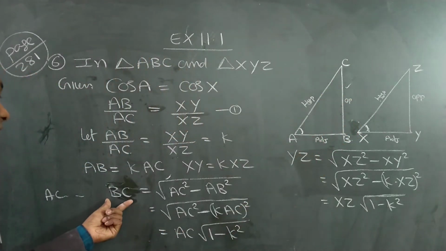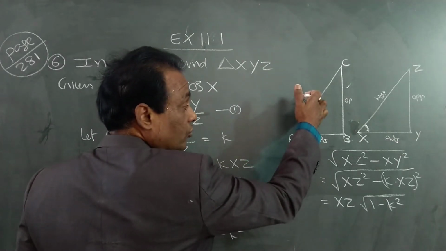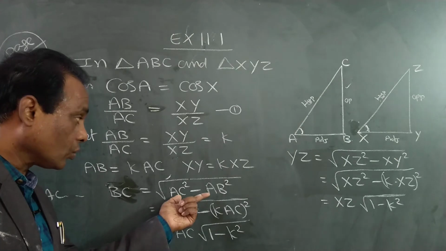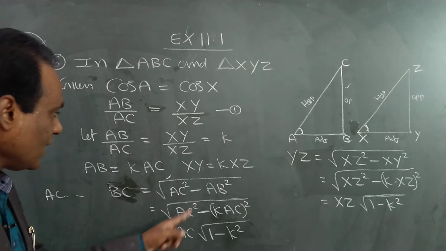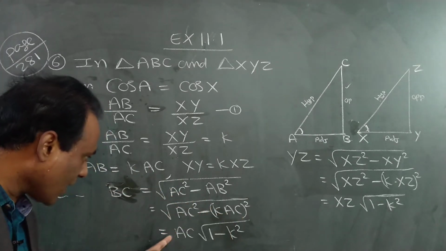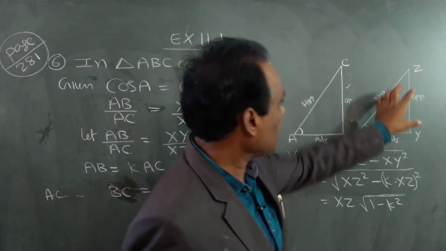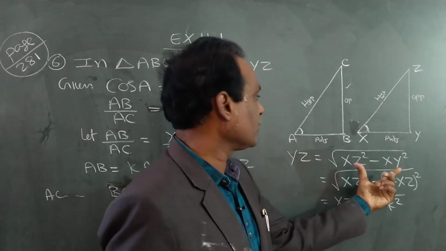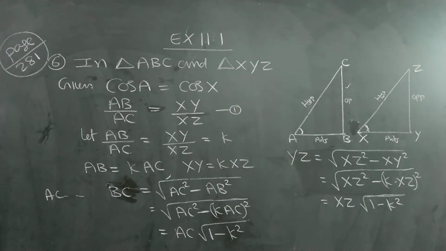So how to find BC? The side is equal to root of hypotenuse square minus adjacent square. Why am I writing this rule like this? This is the Pythagoras theorem. This is the formula. AC is the same, but in place of AB I will write K into AC. AC common, 1 minus K square. Same rule for this. So YZ is equal to root of hypotenuse square minus adjacent square. Same. Write down up to here, and after that I will explain.